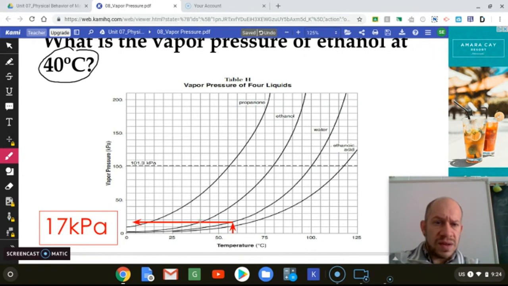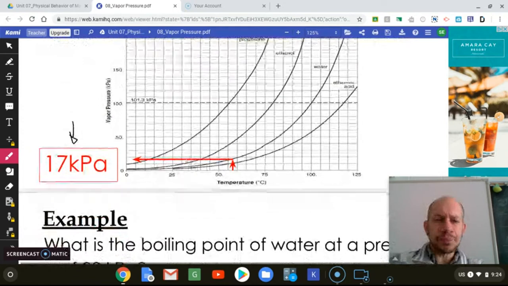Read it across, so it is in the right line. Read it across to the pressure. Each line here is 10, 20, 30, 40, 50. So it's actually just under 20. So yeah, 17 kilopascals. That's how I would read this table.